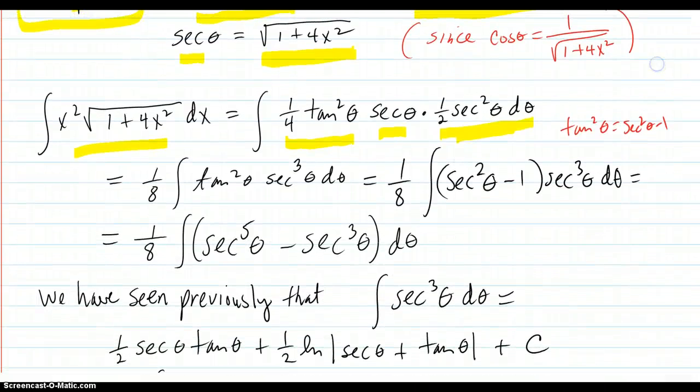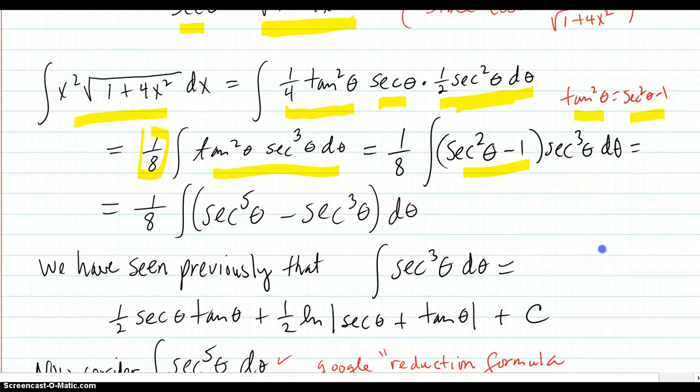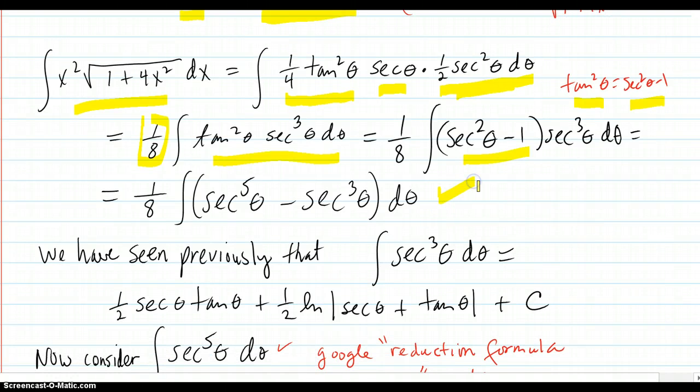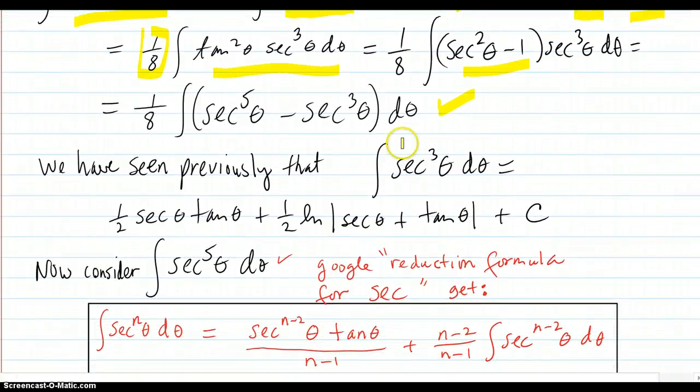transforms over. Then you take your 1/4 and 1/2, that becomes the 1/8 on the outside. Multiply everything together, you get this. Then translate tangent squared as secant squared minus 1, put that there. Multiply everything together and you get this integral. We have seen previously that secant cubed integral is this answer here.